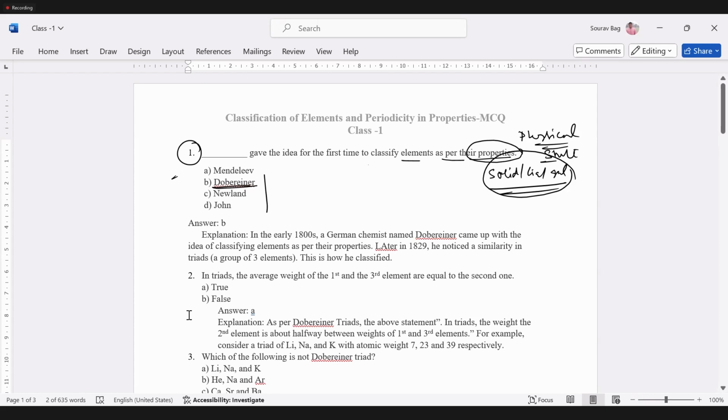Second question is that in the triads, the average weight of the first and the third elements is equal to the second one. This is true, because if you see the first and the third element, the average weight of these elements is equal to the second one. When we go from the first element to the second element and then the third element, the physical properties change. That's why whatever atomic weight is there for the second is also there for the third. So it is mentioned here.